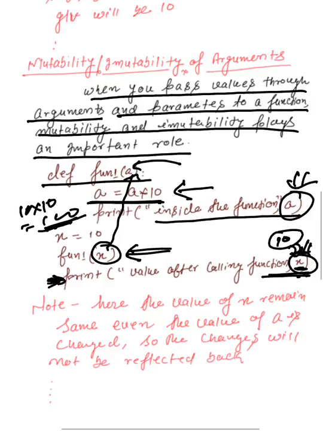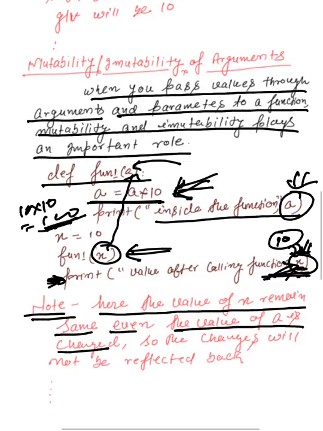So a very simple conclusion is: if we are passing a variable, and you change the value of that variable, and those changes are not reflecting back to the original variable, then it is an immutable variable. So, the conclusion here: you can see that the value of x remains the same even though the value was changed in the function, so the changes will not be reflected back. I think it should be clear.